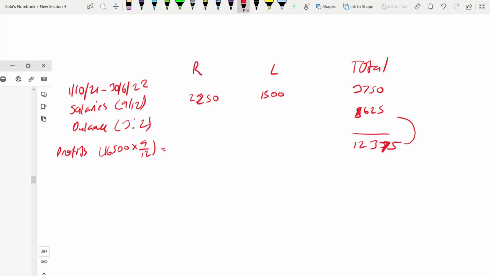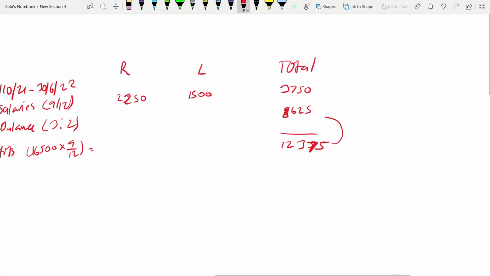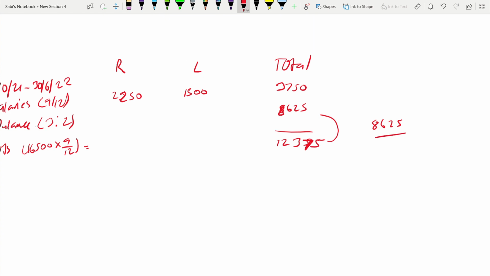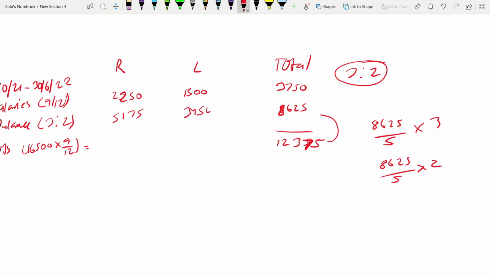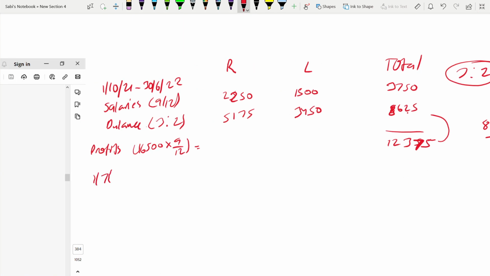profit sharing ratio before was 3:2. So this 8,625, when you are taking, it will be like this: 8,625 divided by 5, because 3:2, take the total, it's 5, into 3. 8,625 divided by 5 into 2. That's how you have to take. So you will get here 5,175 and 3,450, right? 8,625.